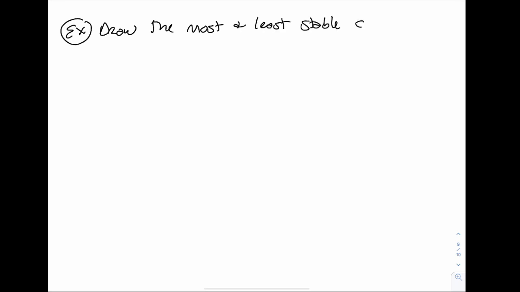So first of all, we are going to draw the most and least stable conformations of 2-methylbutane. So we're going to combine those two. I'm going to give us the name of the molecule. We're going to have to draw that out. And then we'll draw our most and least stable conformation in Newman projections. I should specify that.